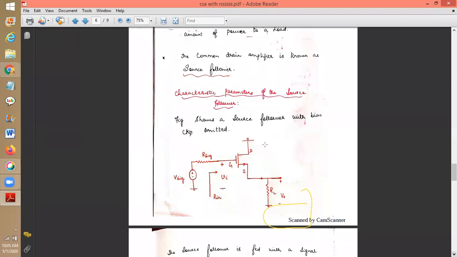See here, this is the drain terminal, this is the gate terminal, and this is the source terminal. I told you in the first class what the three main configurations are. What are the three configurations we have studied?